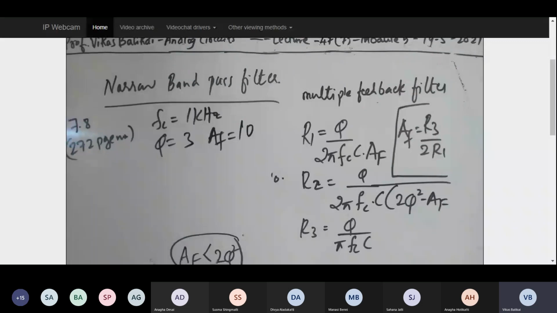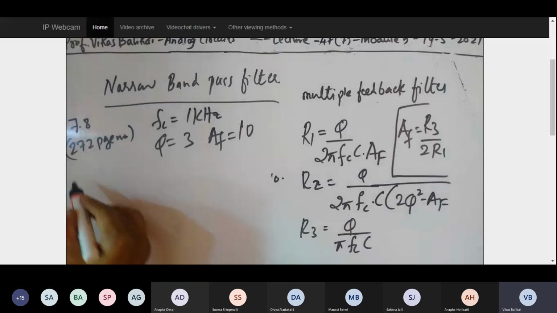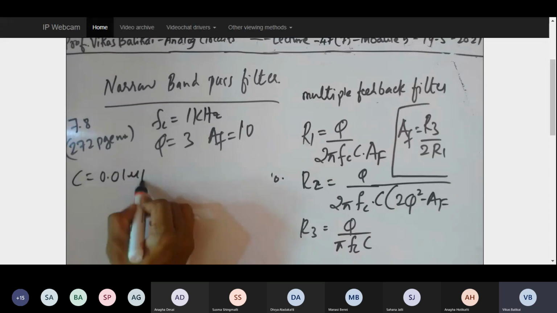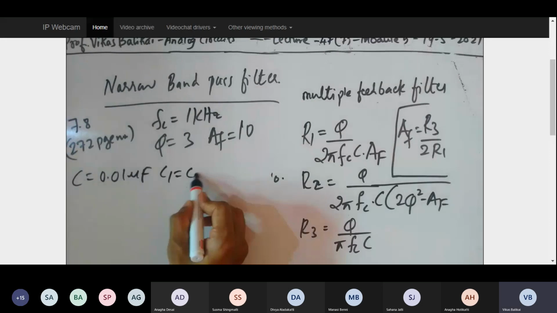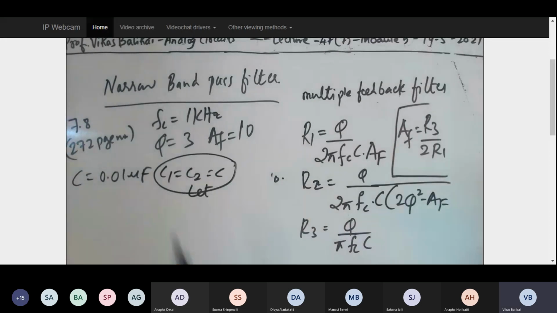Whenever a question on designing the entire filter is asked, we are supposed to identify R and C values. Since R and C both are unknown, I need to assume one particular value of C. Among R and C, I always assume the C value first. I assume a minimum value of C of 0.01 microfarad. So let C1 equal to C2 equal to C as 0.01 microfarad, and accordingly I can calculate R1, R2, R3.